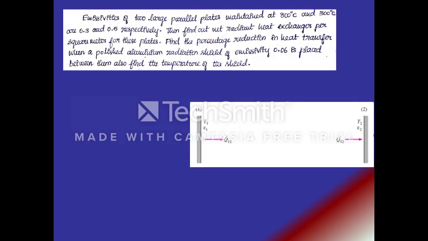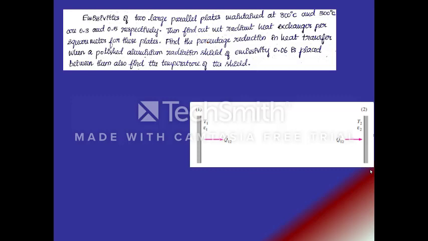Now, we will try to solve a problem using radiation shields. The problem says, emissivities of two large parallel plates maintained at 800 degrees Celsius and 300 degrees Celsius are 0.3 and 0.5 respectively. We have two large parallel plates. This is plate 1. Its temperature is 800 degrees Celsius. The other one is at 300 degrees Celsius. Emissivity epsilon 1 of the first plate is 0.3 and that of the second plate is 0.5. We have to find out the net radiant heat exchange per square meter area for these two plates.